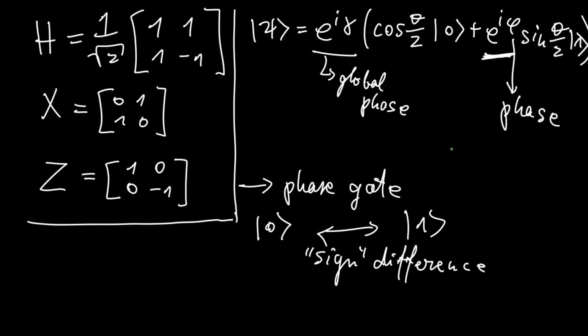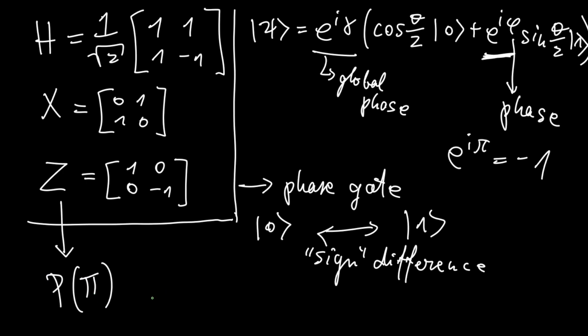And as you probably know, e to the i pi is minus 1. So in this case, Z is nothing else than a phase gate that applies phase pi. Yes, we apply pi phase. So this is the phase, and we get minus in front of the 1. So that would be a short explanation, but we're gonna look into that a little bit more. But for now, this is how you can imagine.